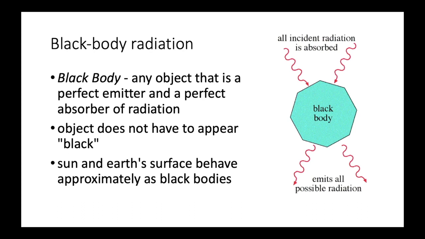All right, moving on to a new definition. A black body is the name given to any object that is able to absorb and emit all radiation. Stars are said to be black bodies, so they can absorb and emit the whole electromagnetic spectrum.